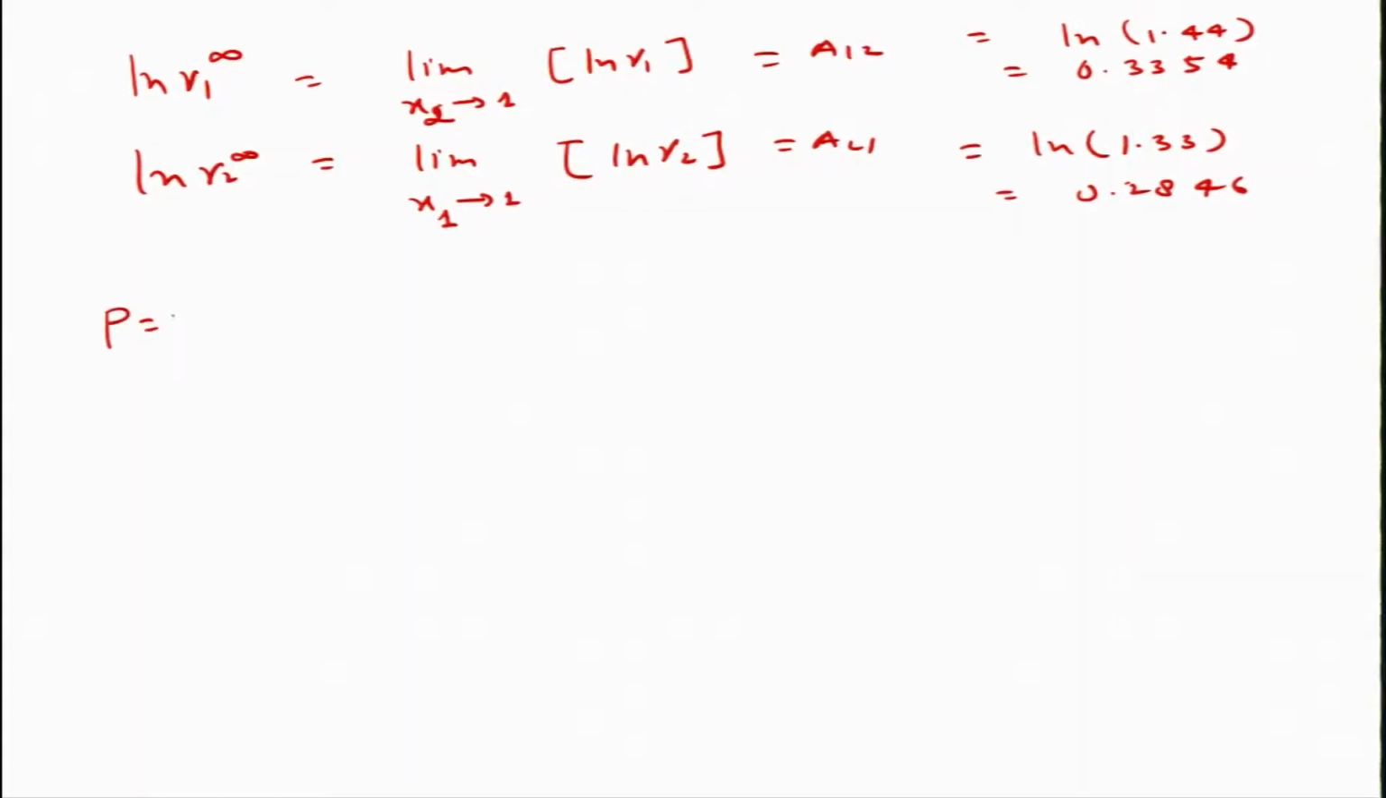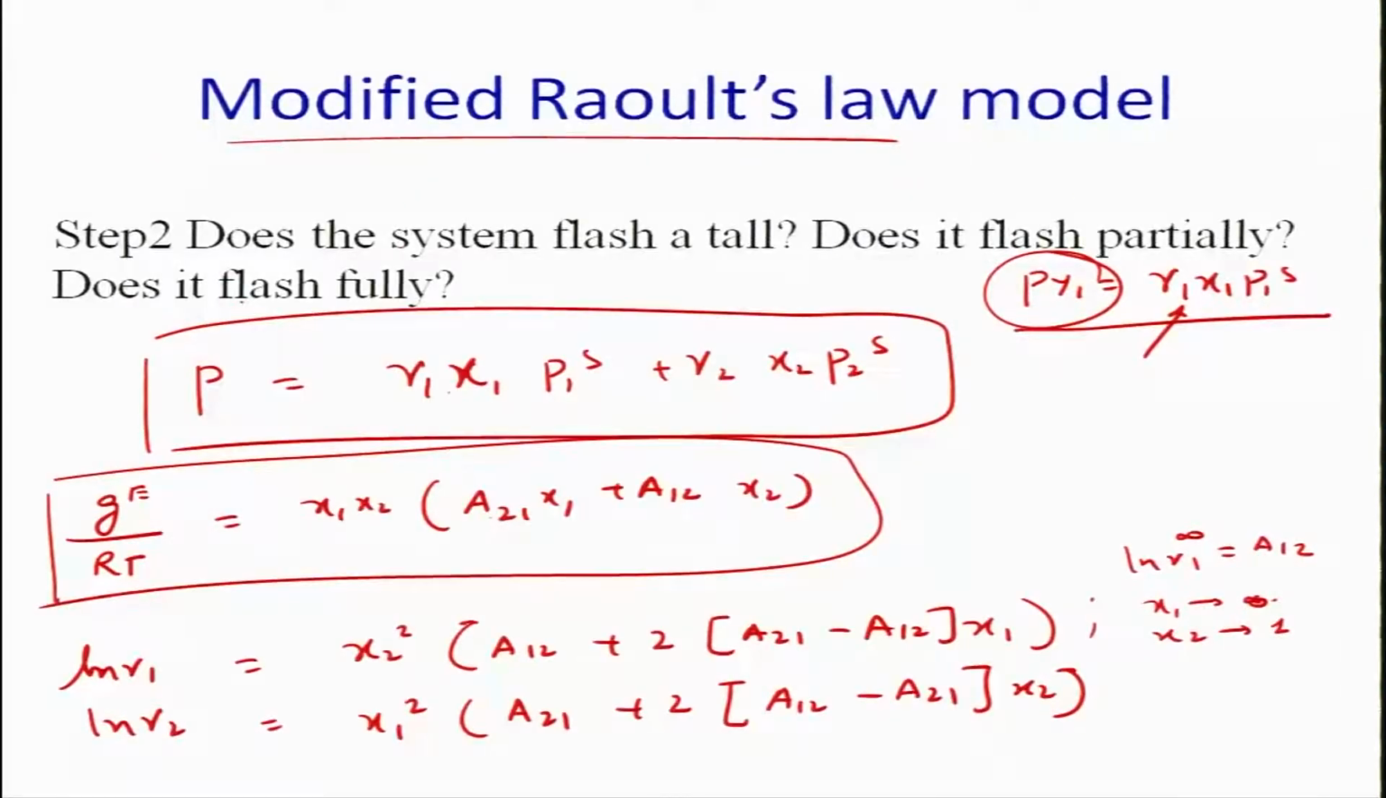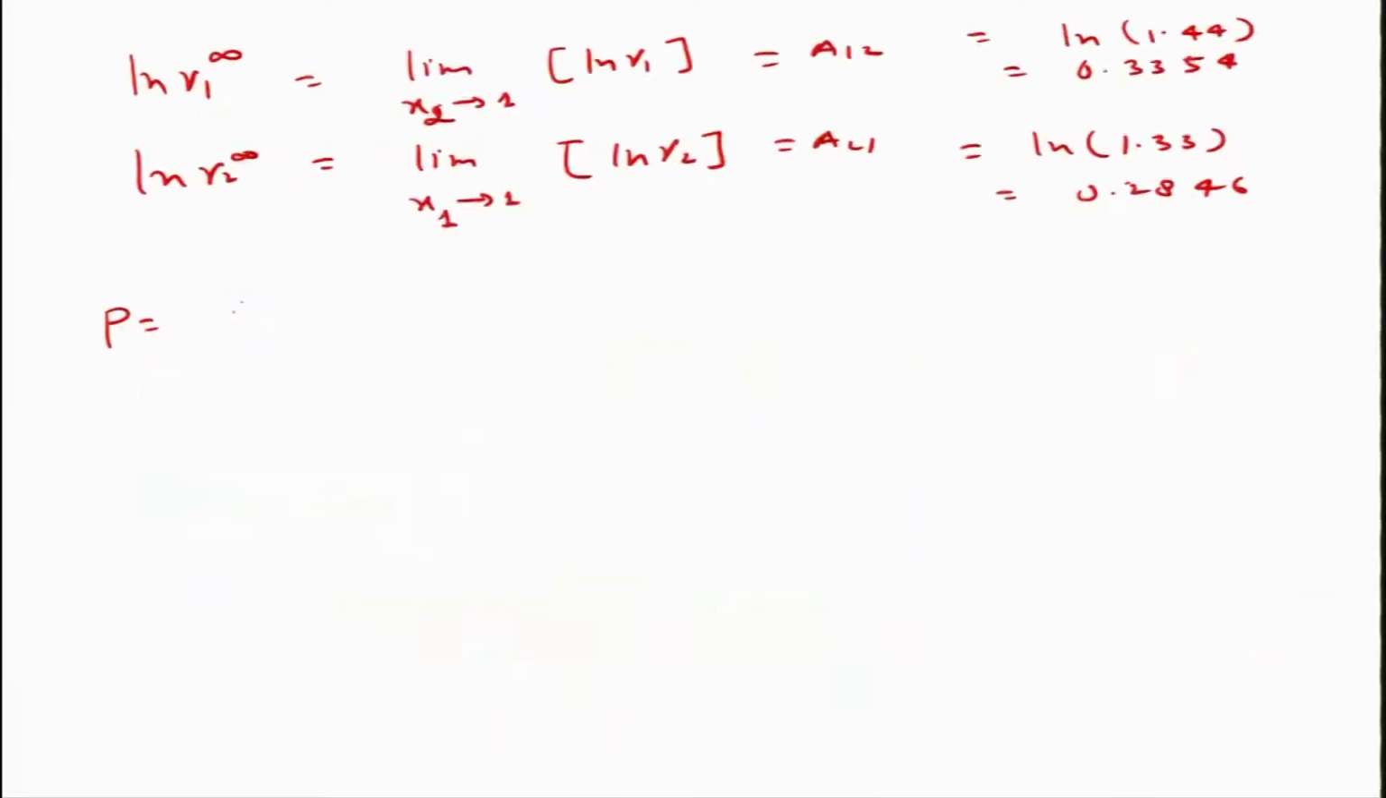So, now we can plug this in the expression for bubble point pressure. This is going to be gamma 1 x1 P1 sat plus gamma 2 x2 P2 sat. Now this information is there. So, what is your gamma 1 at x1 as 0.5? It is 1.074, and gamma 2 at x1 as 0.5 is 1.095. So, basically at equimolar mixture you have this information, you plug in here.